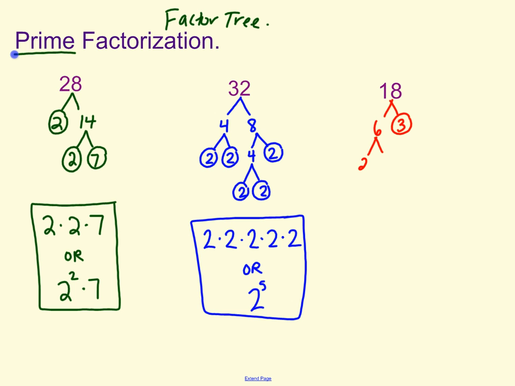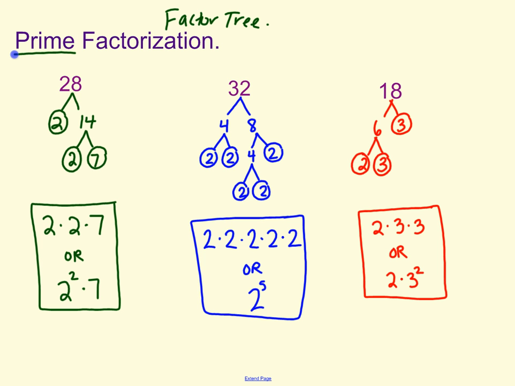6 is equal to 2 times 3. 2 is prime and 3 is prime. So that one's done. We write it out, smallest prime number first, 2 times 3 times 3, and then if we're looking for exponent form, 2 times 3 squared. And there is your prime factorization.